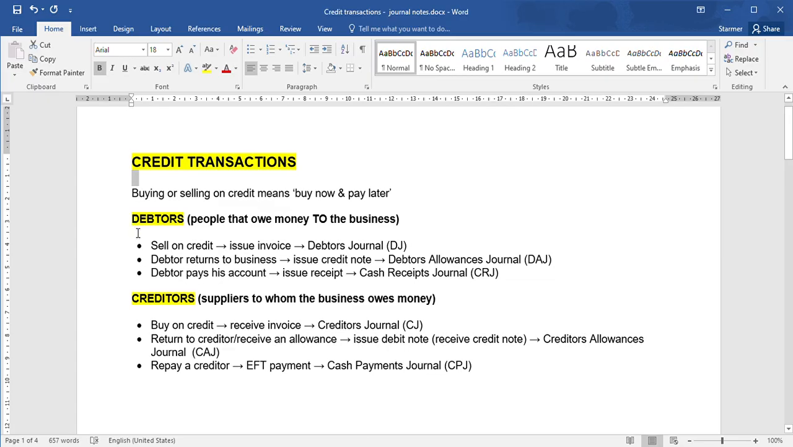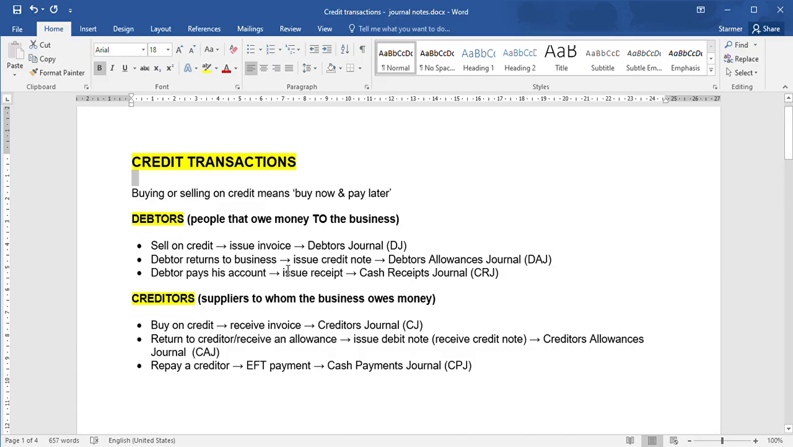Debtors, those are people that owe money to the business. So anyone that buys on credit from you owes money to you. Now there are three possible transactions you can have here. The first one is if you sell on credit. In other words, you sell to the person, they don't pay you immediately. When you do that, you give them an invoice, and the journal that we're going to use for that is called the debtors journal, which we abbreviate to DJ.